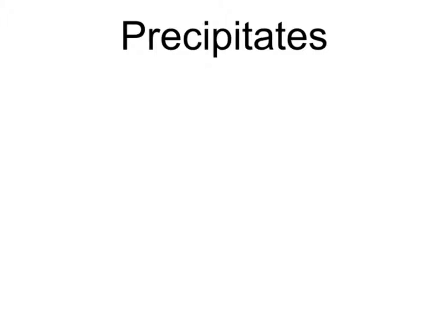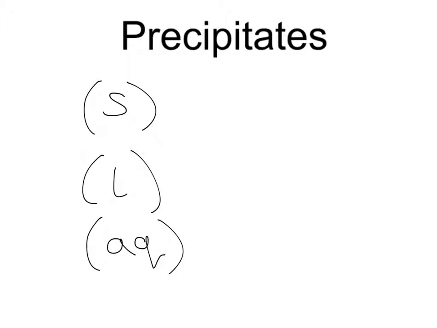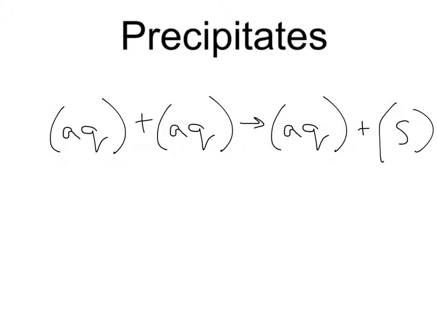This is where our state symbols come in. Now we have different state symbols. S stands for solid, L stands for liquid, although we tend to only see this when talking about water or molten metals. AQ stands for aqueous, which is when something is dissolved in water. This is the one that we see most commonly. And another one is gas, G. So the state symbols we would see in a precipitation reaction would be aqueous plus aqueous reacts to give an aqueous substance plus a solid substance.